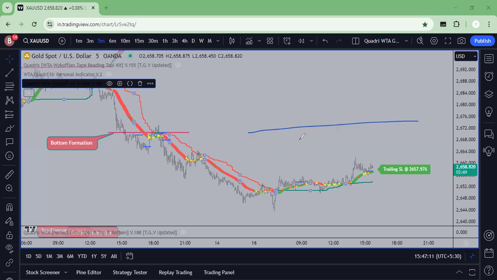Because my simple rule is straightforward. I only look for the first pullback either way. Now, the pullback could be a deeper penetration, or it could be a touch and go either way. So I like to see touch and go on both sides.